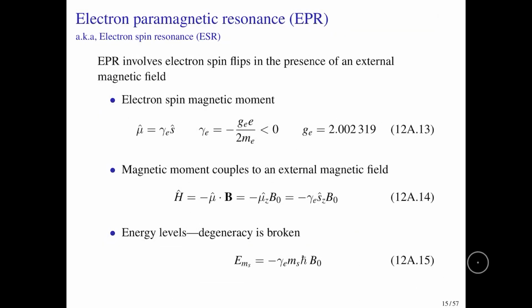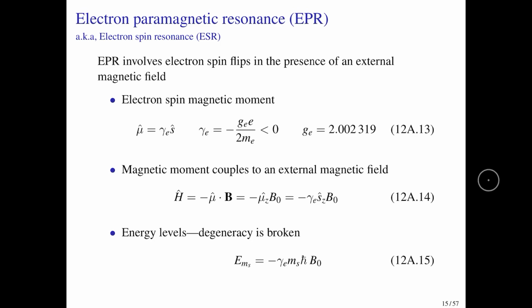Okay guys, to kick off this next video, I just wanted to say a few quick words about a related type of spectroscopy called electron paramagnetic resonance, or EPR. It goes by the synonym electron spin resonance, or ESR. Those two are the same thing. This is analogous to NMR, but for electron spin flips in the presence of a magnetic field.